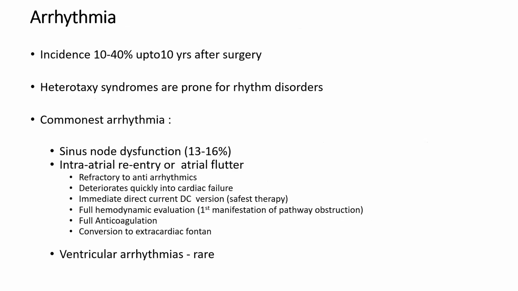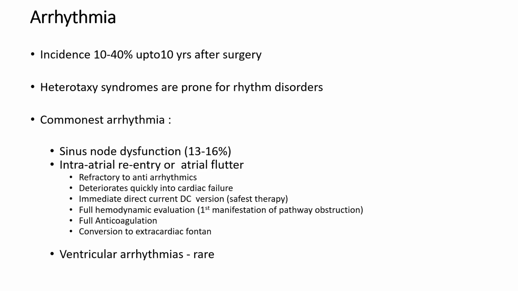Arrhythmia incidence is around 10 to 40% up to 10 years after surgery. Heterotaxy syndromes are more prone to rhythm disorders. The commonest arrhythmia is sinus node dysfunction, followed by intra-atrial re-entry or atrial flutter. Why does it happen? Because of the same dilatation, suturing, and all those things we discussed earlier. But these are refractory to antiarrhythmic drugs, which deteriorate the cardiac function and lead to cardiac failure early.